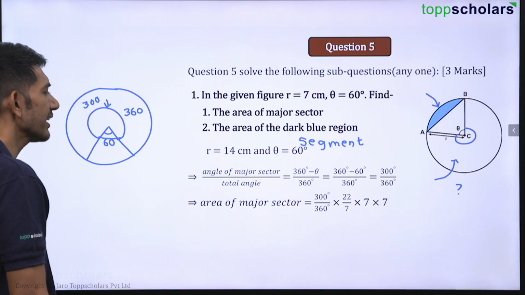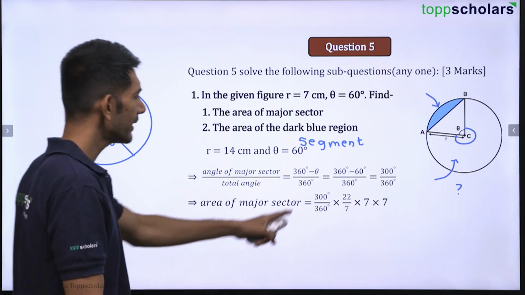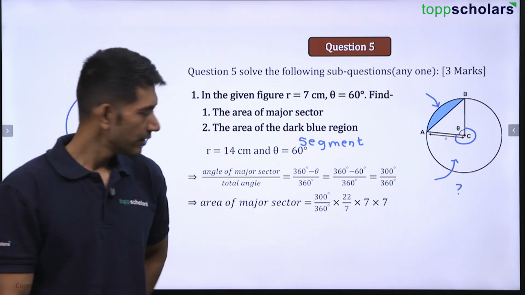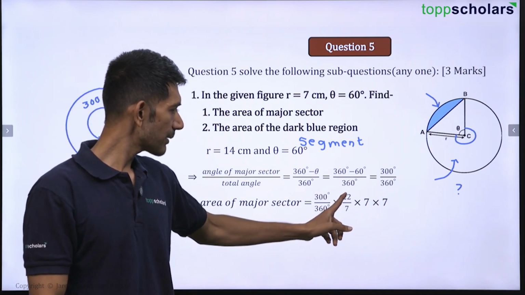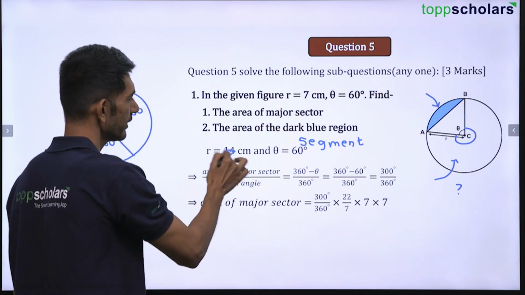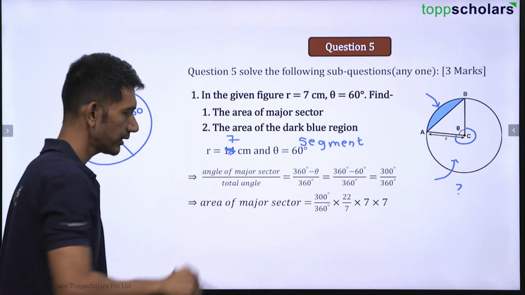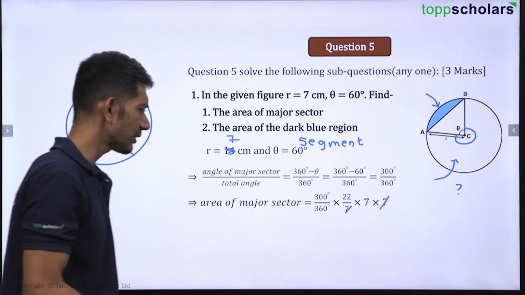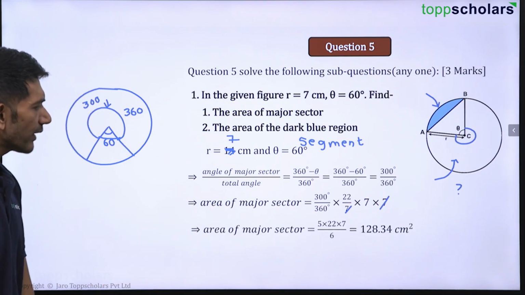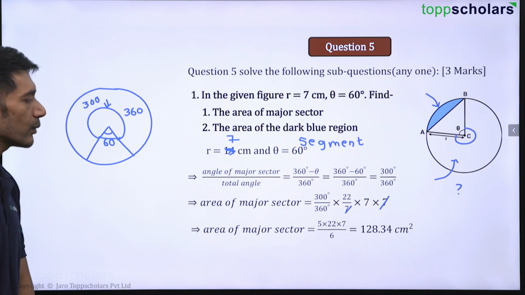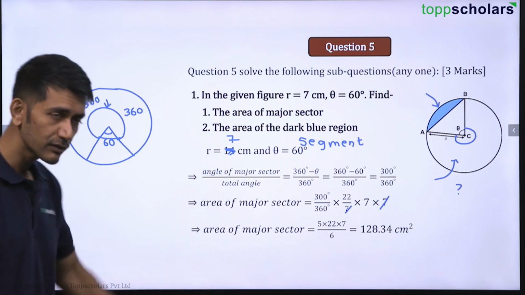So what will be the area of the major sector? Theta by 360 multiplied by pi r square. Theta is 300. So 300 by 360 multiplied by pi multiplied by r square. Radius is 7. Radius is 7, not 14. See the question carefully. So obviously this gets cancelled. You solve it further basically. And then you find out the area of the major sector as 128.34 centimeter square. This is one of the ways of doing it.